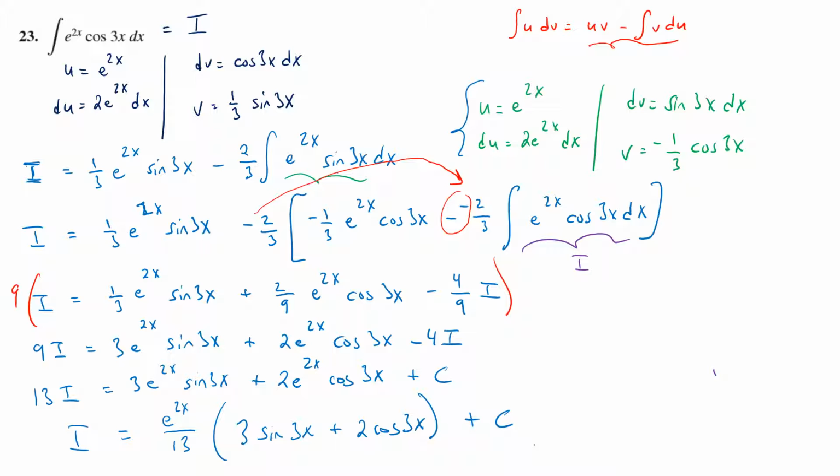Plus my c. You know, we could write c over 13, but that would just be a new constant, so the c just stays c. And we can wait till the end to put that. And there we go. That is my solution to this integral.